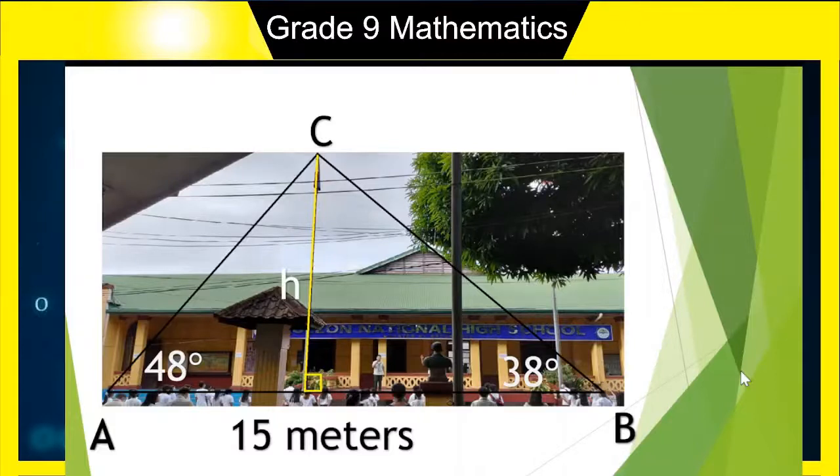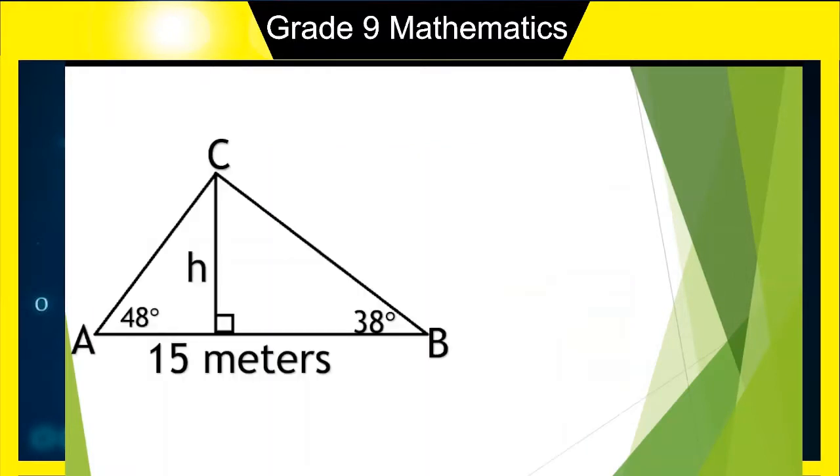Okay, let's now proceed with problem number 3. So this is the scenario for problem number 3. We have the given angle A is equal to 48 degrees, angle B is equal to 38 degrees, and side C is equal to 15 meters. So the first thing that we need to do is to find angle C, because we need opposite pairs for us to use the law of sines.